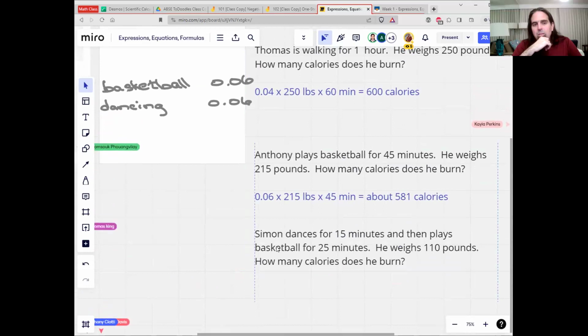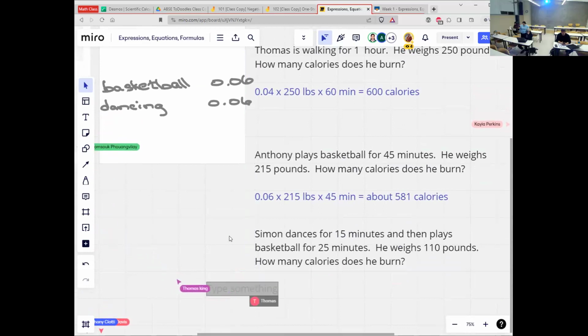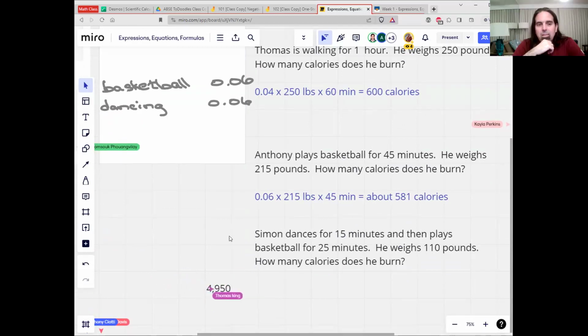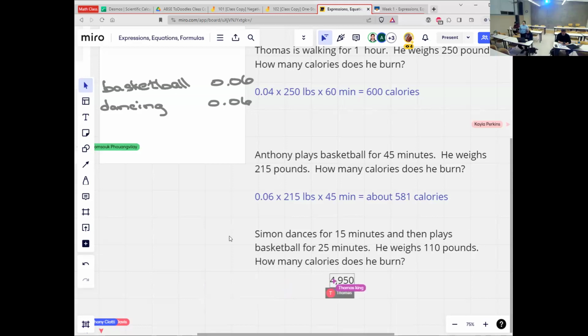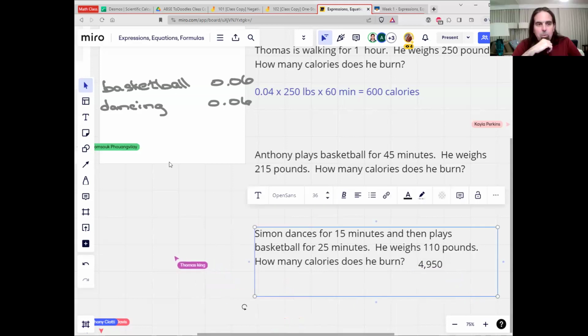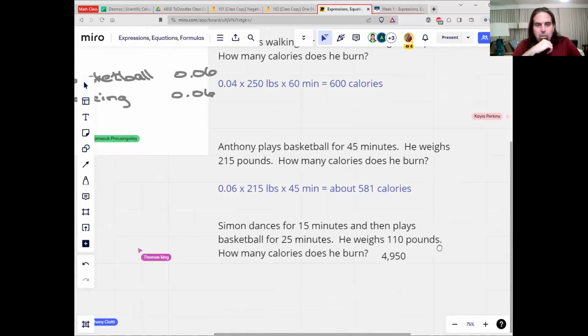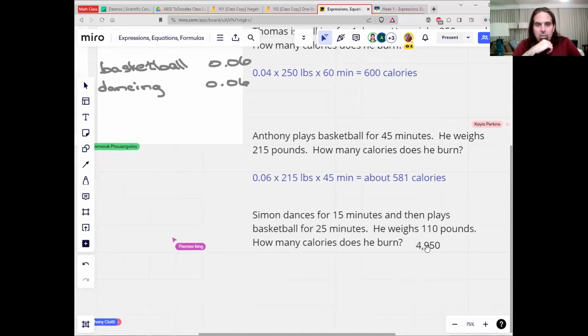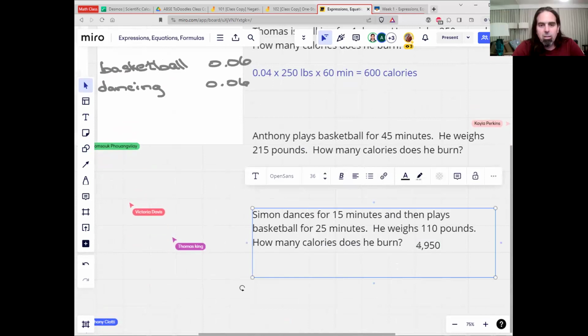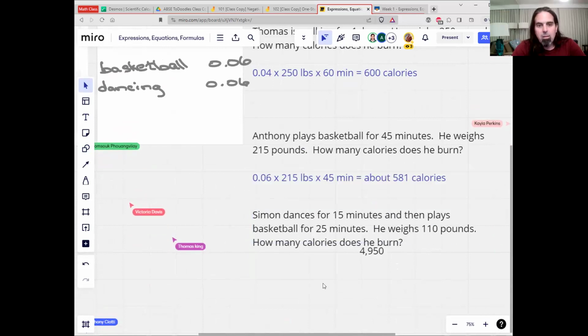So what do we do for Simon? Since both activities are 0.06, could you just combine the amount of time for both activities? Sure. Like combine the 25 and the 15 and write the equation that way, which comes out to 264. One moment. I'm going to move this. Form 4950, which seems like an awful lot. That's like a huge amount of calories.